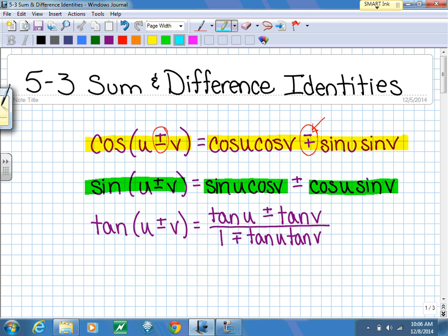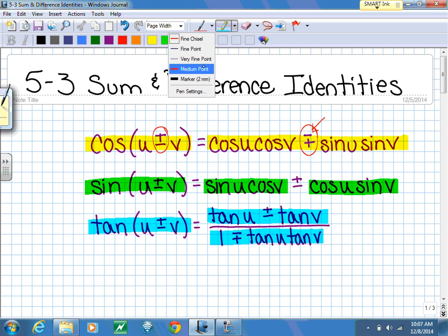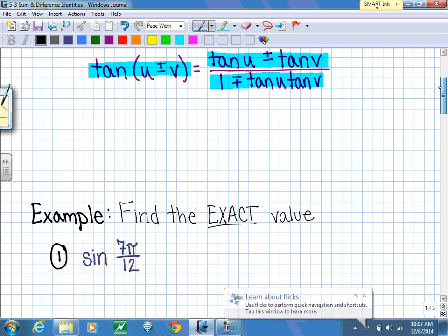And then the last one here is working with our tangent and the sum or difference. So we're going to take the tangent of the first measure plus or minus the tangent of the second, and divide all of that by 1 minus or plus the tangent of the first times the tangent of the second. So what I'm going to do is go through a couple examples just to help you see what we are doing here, and then we'll be using this in class in a couple different ways.